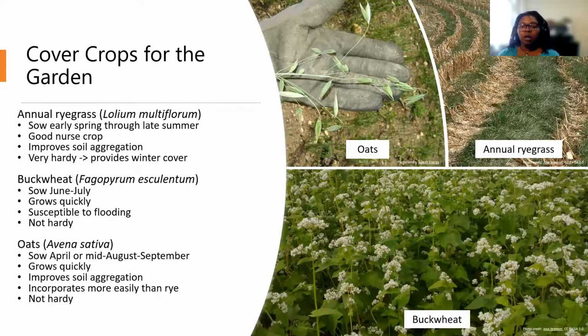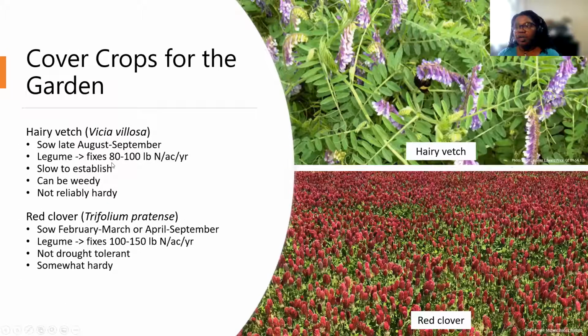So moving on, we're going to talk about two leguminous cover crops that are appropriate for the garden and can easily be acquired. Hairy vetch and red clover. These are sometimes sold in cover crop mixes. So it might be like red clover and oats in a mix together that people plant. And so starting with hairy vetch, that is the top one here. It has these blue flowers and compound pinnate leaves. That is sown in late August to September.